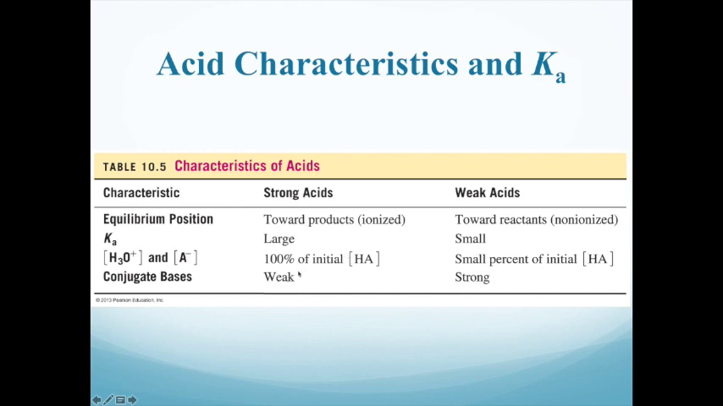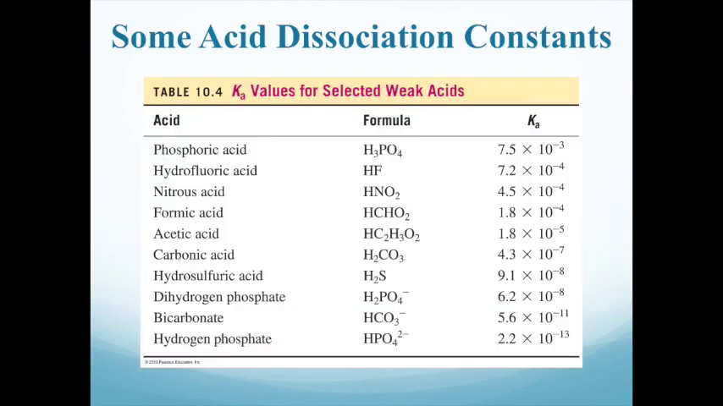Strong acids have weak conjugate bases, and weak acids have strong conjugate bases. And a number of acid dissociation constants for weak acids are shown here. Phosphoric acid, H3PO4, has a dissociation constant of 7.5 times 10 to the minus 3, which is still fairly high. This is an acid that's prevalent in your own body, because phosphate reactions are essential for most biochemical processes. Other things like hydrofluoric acid are used in chemical etching. And then there's a number of common acids here.